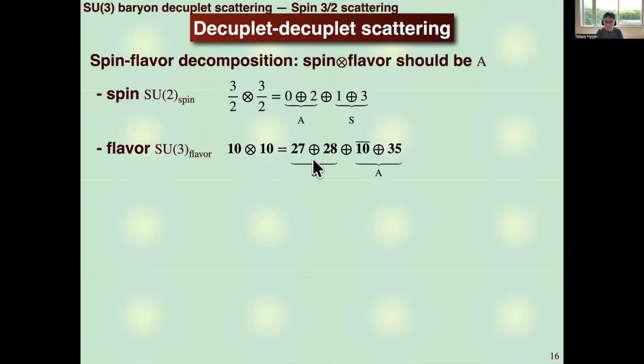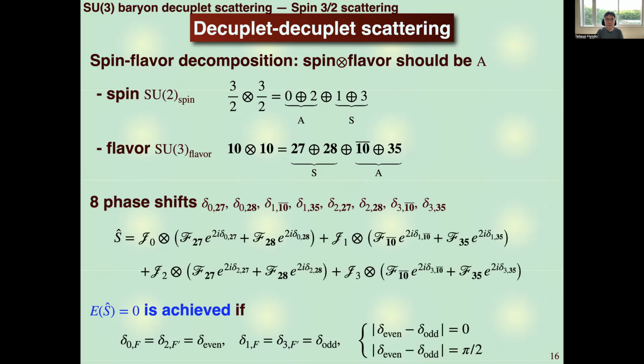Whose irreducible decomposition gives you 27, 28, anti-decuplet and 35. And this 27 and 28 is known to be symmetric under the exchange of particles A and B, and 10 bar and 35 is anti-symmetric. And as before, in the S-wave scattering, we have to combine the anti-symmetric spin and the symmetric flavor, or symmetric spin and anti-symmetric flavor. So you have 4 choices for each combination. So altogether, we have 8 different phase shifts for the decuplet scattering.